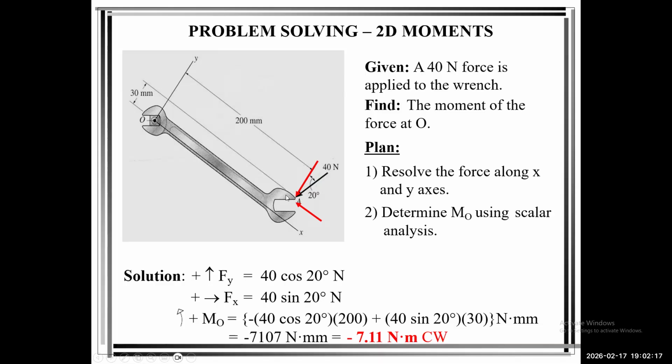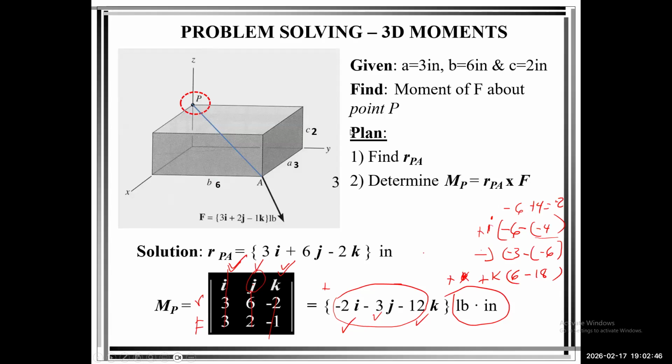When it comes down, it's going to cross the line at 200, and so this becomes minus. So the first one is clockwise and the second one is anticlockwise. When you add both of them, you get minus 7107 millimeter. Then you can convert the millimeter to meter and you get minus 7.11 Newton. So that is similar, right? All right. Next one.